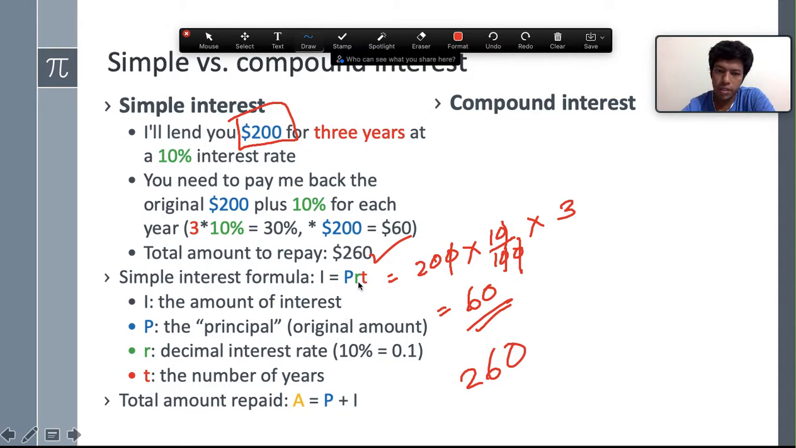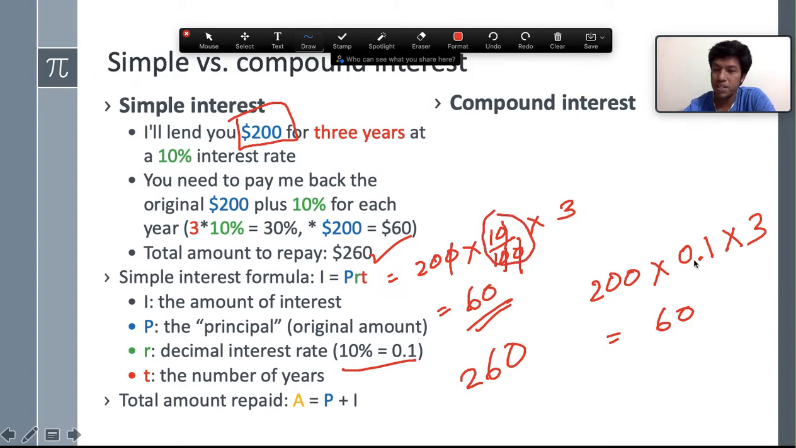Always remember that this R is the rate of interest. So 10 divided by 100 if you write it in percentage. If you do not write it in percentage, then just write it in decimal. 10% means 0.1. So you could do it this way also: 200 into 0.1 into 3. This is also equal to $60. So instead of writing it separately, you could just put 10% means 10 divided by 100, that means 0.1.